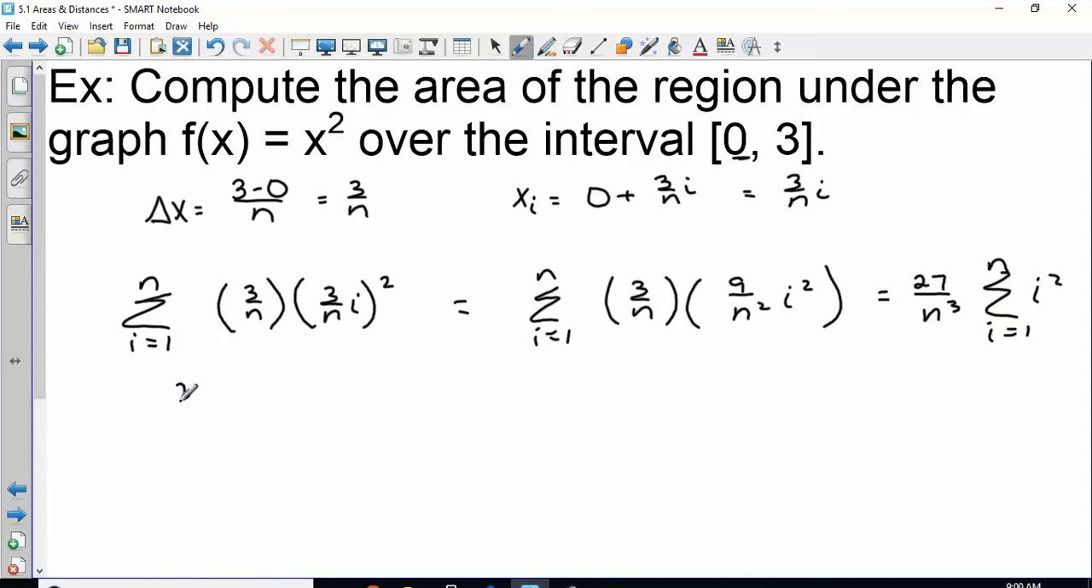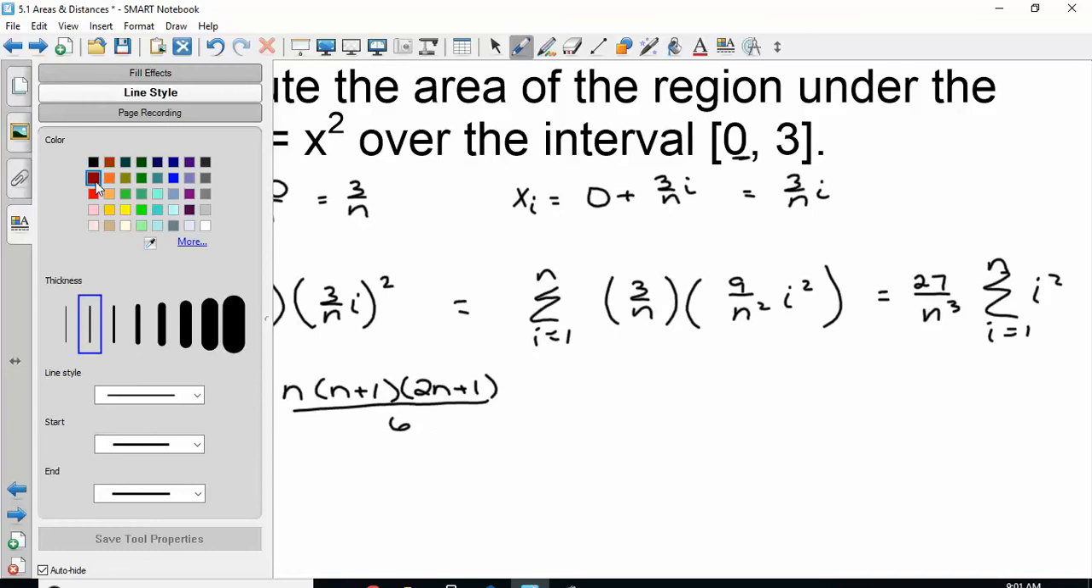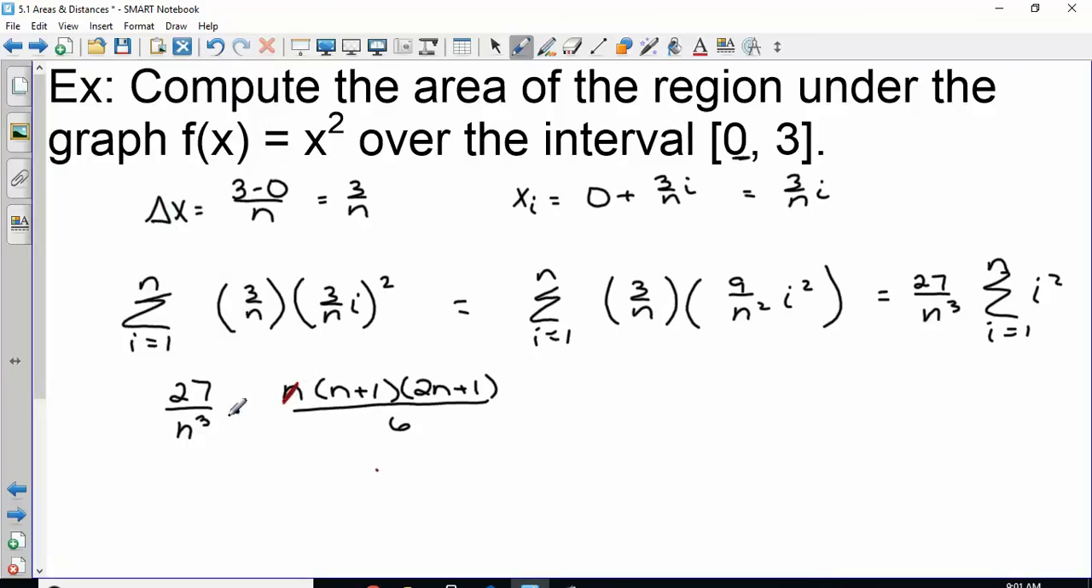And then don't we have a formula for adding up i squared? The i squared formula is n times (n plus 1) times (2n plus 1) over 6. This is the thing I need to take the limit of as n goes to infinity. I'm going to clean it up as much as I can first, just to save some trouble later on. Looking at this, I could definitely cancel one of these n's right away. 27 and 6 you could reduce to 9 and 2.